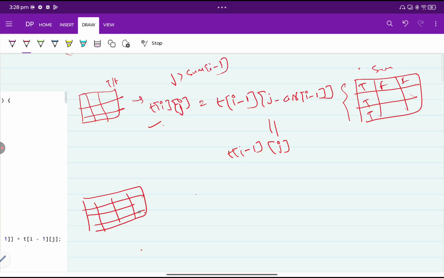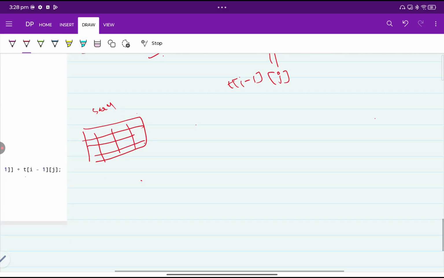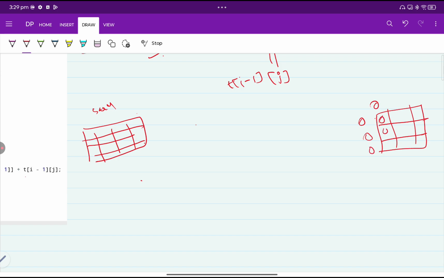And how is the initialization done if the question asks for the maximum sum? If having zero elements and having target equal to 0, then the maximum value is 0. The maximum value should be 0. If having 0 elements, then it's 0, or having a target equal to 0, then it's equal to 0.